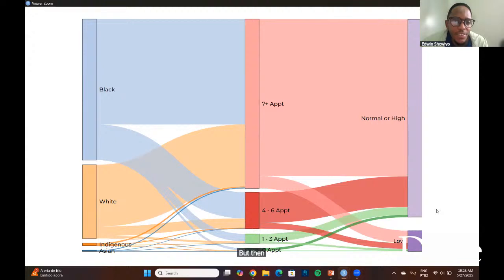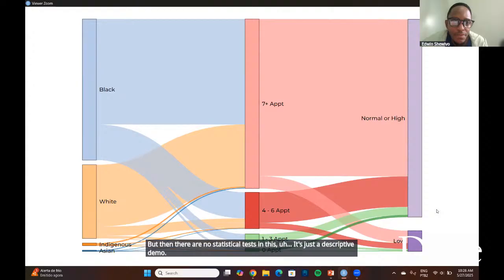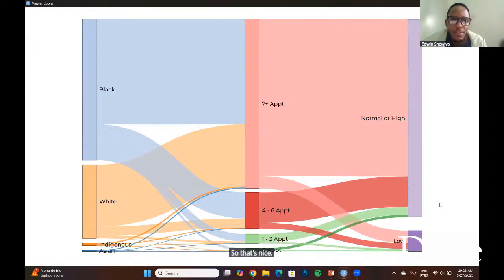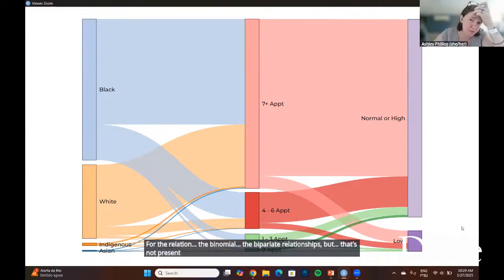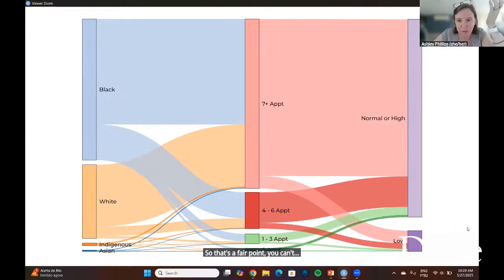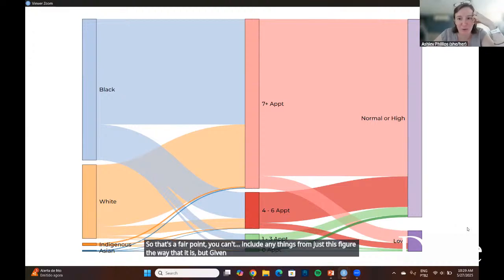But there are no statistical tests in this, it's just a descriptive table. Oh, okay. Yeah, I suppose you probably could add chi-square values for the bivariate relationships, but that's not presented, no. So that's a fair point. You can't conclude anything from just this figure the way that it is, but given the sample size, I'm quite sure there are significant differences.